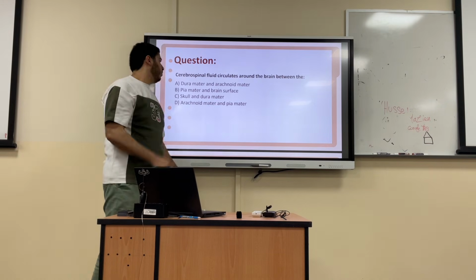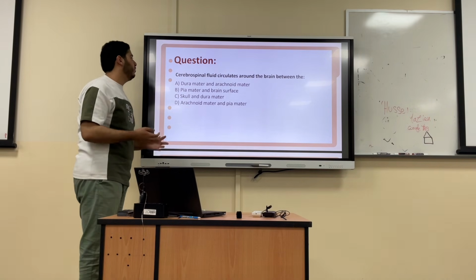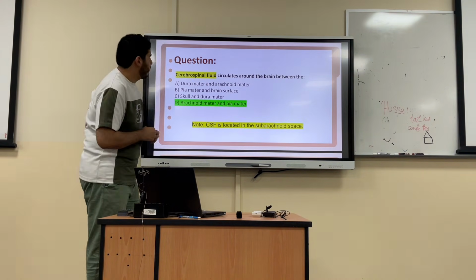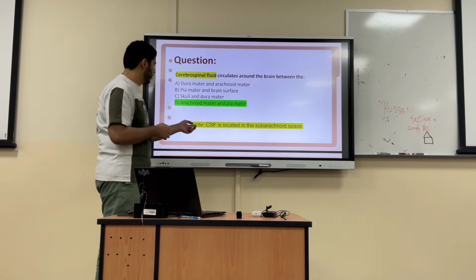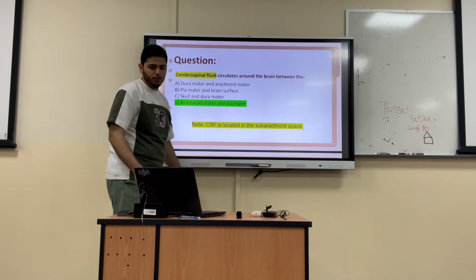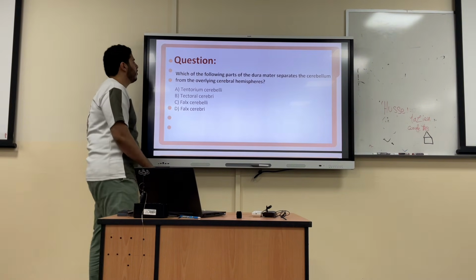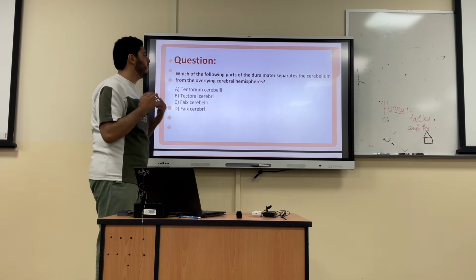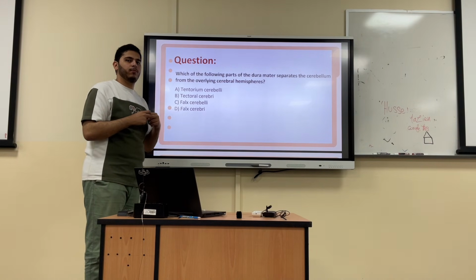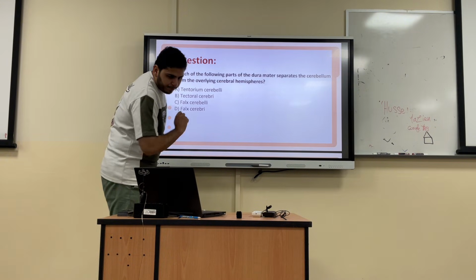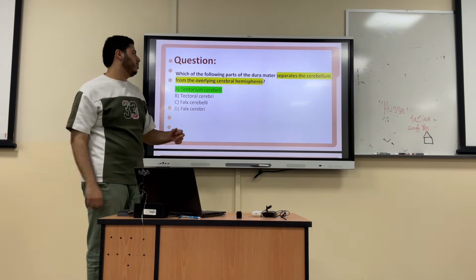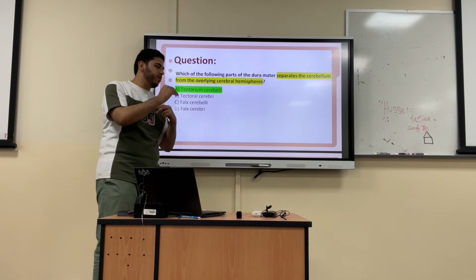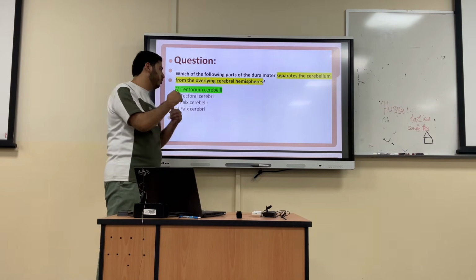Let's proceed. The cerebrospinal fluid circulates around the brain between, of course, the arachnoid mater and the pia mater, as I said here. Note the CSF is located in the subarachnoid space. Another question: which of the following parts of the dura mater separates the cerebellum from the overlying cerebral hemispheres? The answer is tentorium cerebelli. As I said, it corresponds to the transverse fissure. Falx cerebelli corresponds to the vermis. Falx cerebri corresponds to the longitudinal fissure.